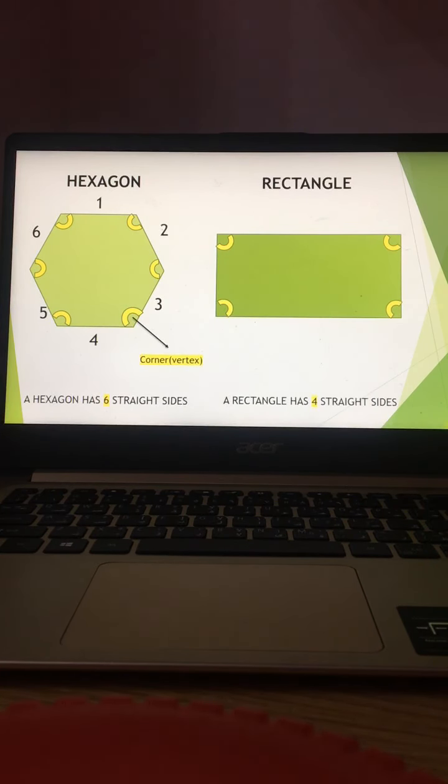Now, we said that the rectangle has 4 straight sides. This is number 1, 2, 3, and 4.